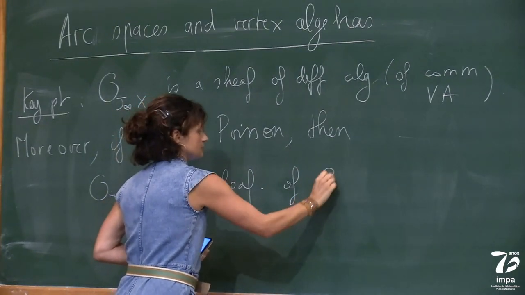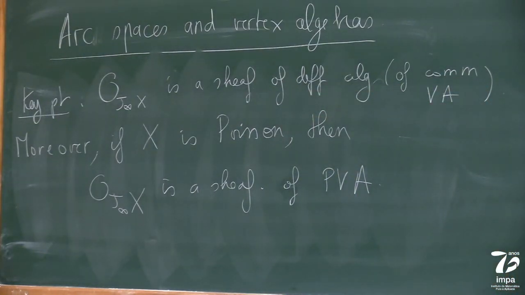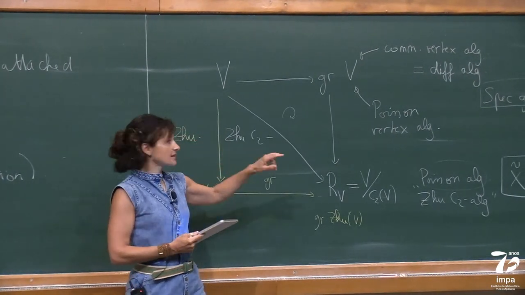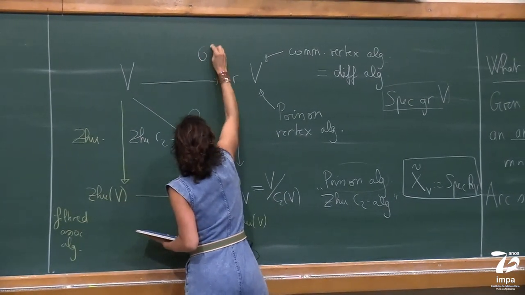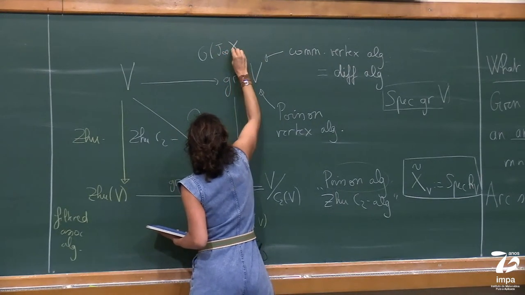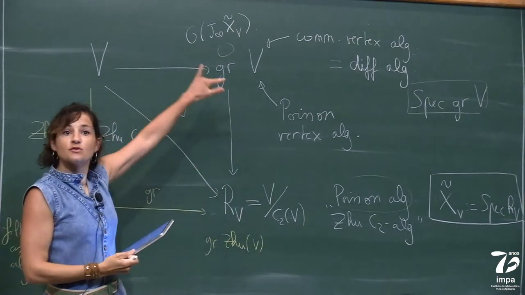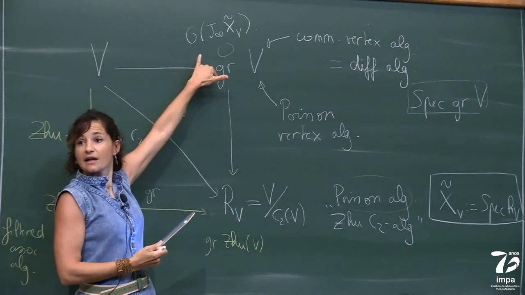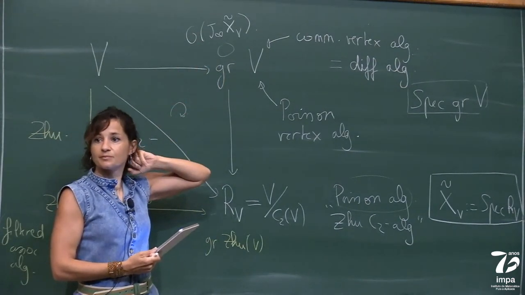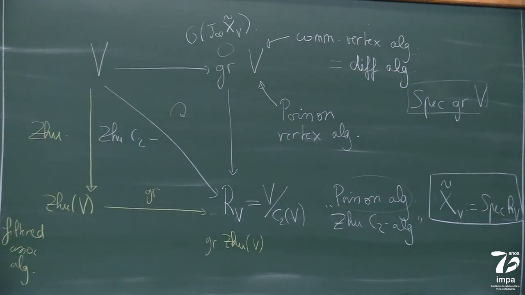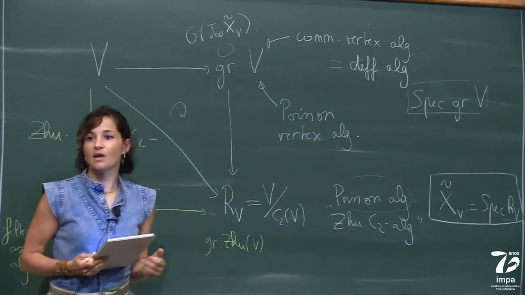Okay, and so together with V, I have two canonical Poisson vertex algebras. I have this one, but now I can also consider the coordinate ring of the arc space of the associated scheme. And here again, in general, these two do not coincide, but they have strong connections. So these two objects will be important also. All right, so this is a motivation to study differential algebras and also arc spaces. Okay?